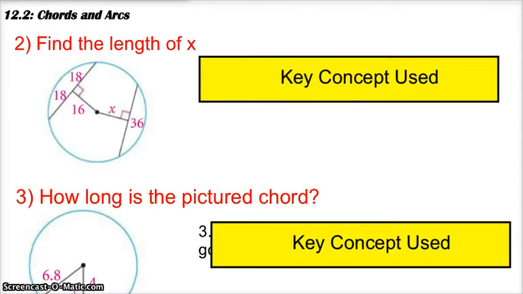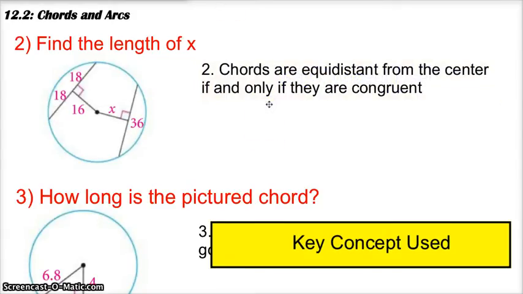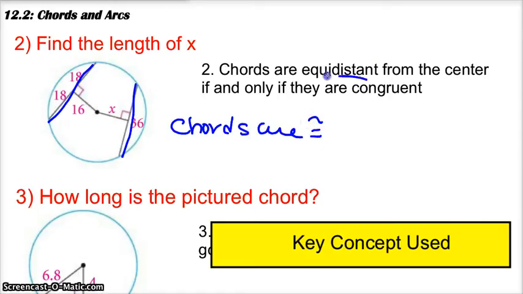My second one says find the length of x. So the key concept I'm using here is already listed in your notes. Chords are equidistant from the center if and only if they are congruent. So I have two chords. This one is labeled 36. This one is 18 and 18. Those chords are congruent. So that means that they're an equal distance from the center.